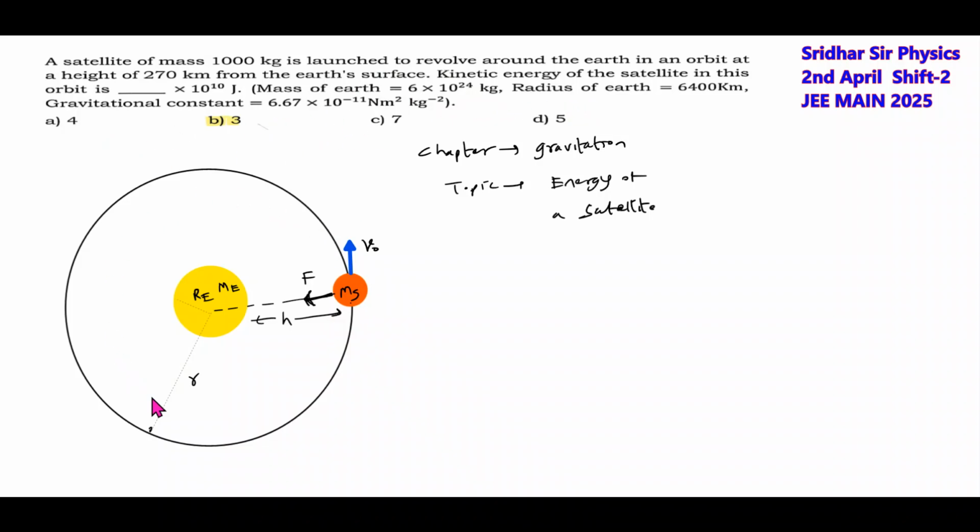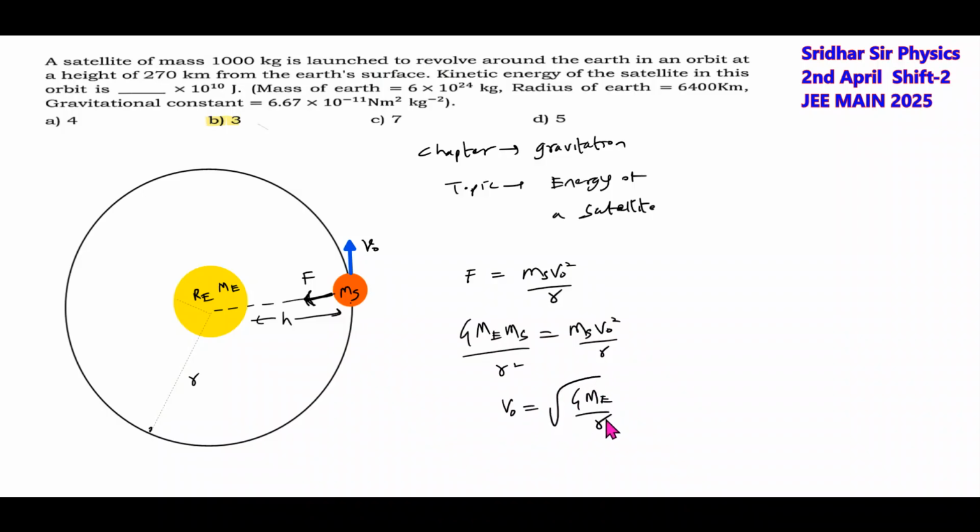As the satellite revolves in a circular path of radius r, the gravitational attractive force provides the required centripetal force. So this should be equal to m_s v naught square by r. This will be G M_e m_s by r square equals m_s v naught square by r. Or the orbital speed is given by root of G M_e by r, where the small r will become R_e plus h.